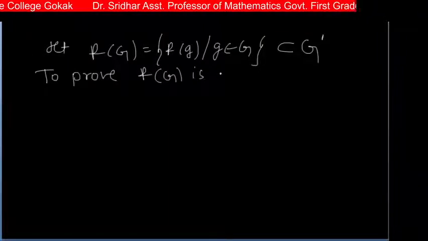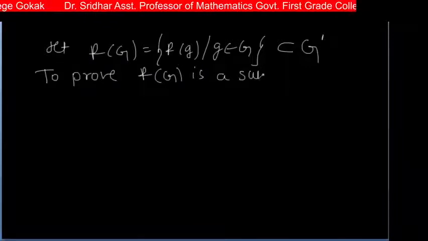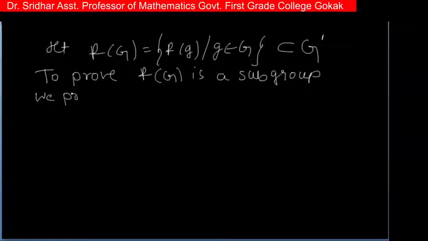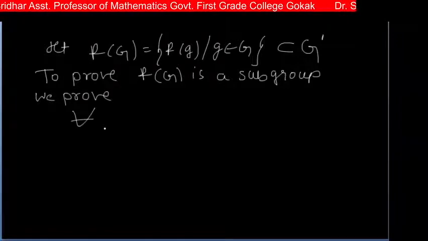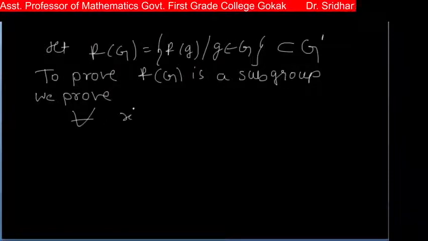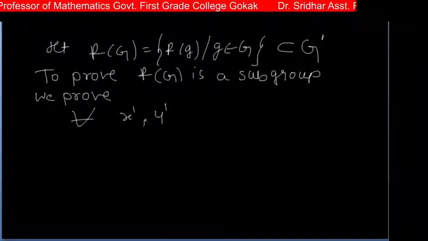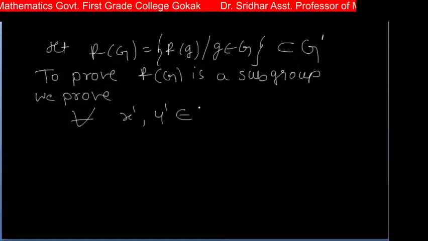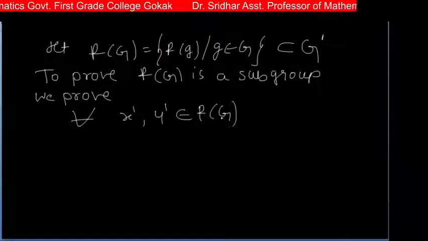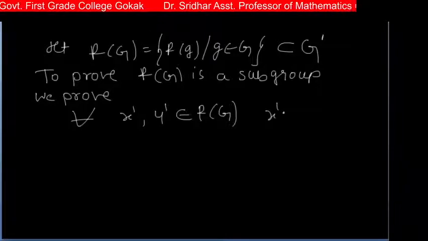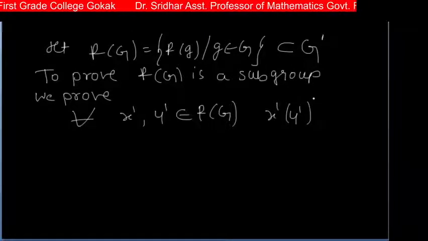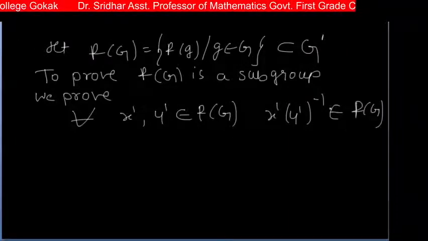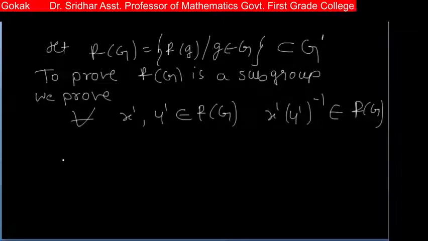Now to prove f of G is a subgroup, we prove that for all x dash, y dash belongs to f of G, x dash y dash inverse also belongs to f of G. Okay, so this we have to prove.